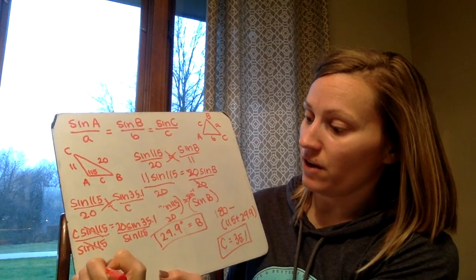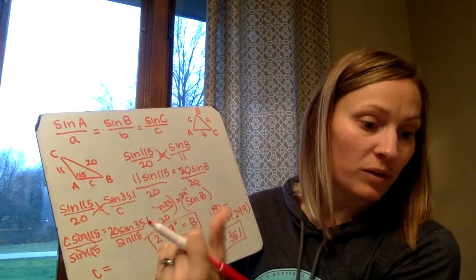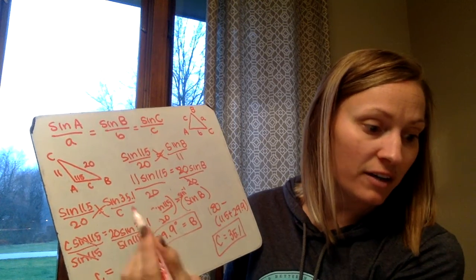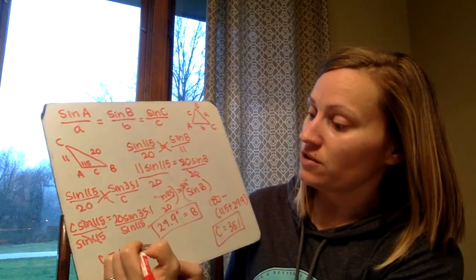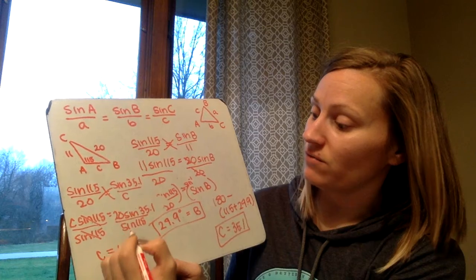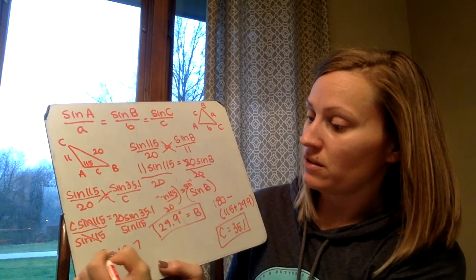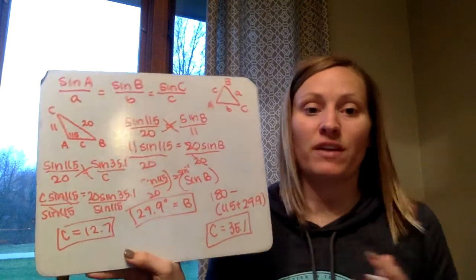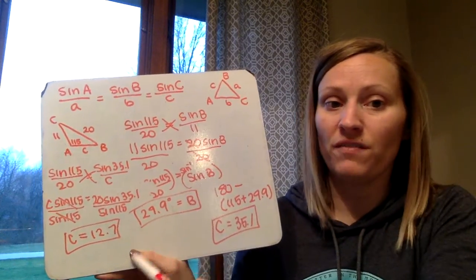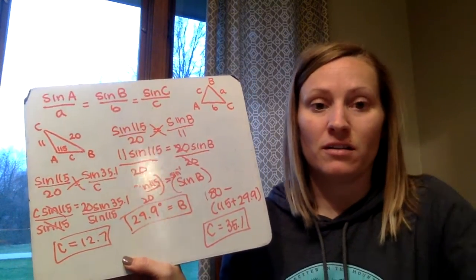That cancels out, and we find little c, when we divide by the sine of 115, is 12.7. So we have now solved the triangle. We have found the three missing pieces. Hope that helps.